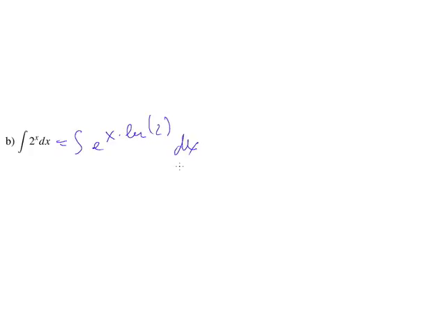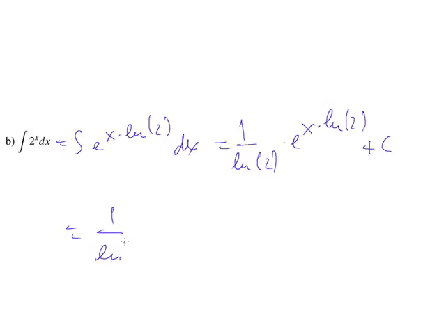Okay, and now we have an exponential function there, just not e to the x, but e to the x times logarithm 2, logarithm 2 being a constant. So what we get as antiderivative is 1 over this constant times e to the x times logarithm 2 plus c, and that finally is 1 over the logarithm of 2, again bringing this in the form as 2 to the x, times 2 to the x plus c.